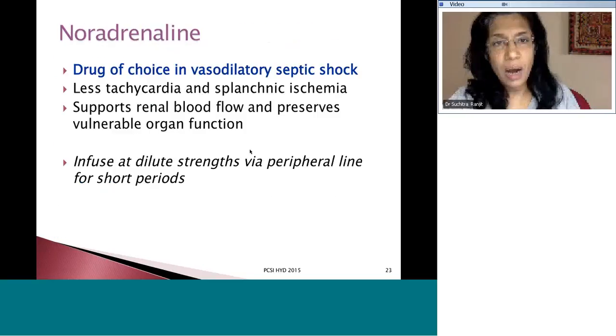Noradrenaline is a drug of choice in vasodilatory septic shock. It causes much less tachycardia and splanchnic ischemia compared to the other agents, for example vasopressin. It is a very good agent when there's decreased venous blood flow in vasodilatory shock because it preserves vulnerable organ perfusion. It improves the filtration pressure to the kidneys and thereby improves renal blood flow, and even a renal failure secondary to vasodilatation may get reversed. You can, for a short time, infuse a dilute strength via peripheral line while attempts are made to get a central line. For a while, a peripheral line NORAD was a big no-no, but now there are increasing reports that you can use it via peripheral line for a short period.